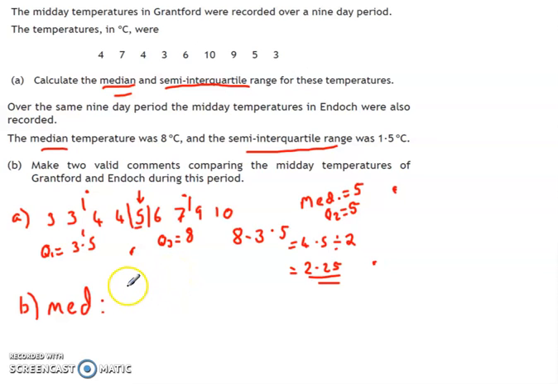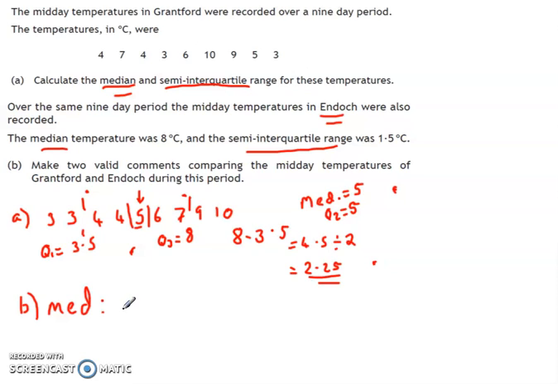So there's 2 ways we can make this comment. The first way is we can say that Endoch has an average higher temperature than Grantford does. Or we could say it the other way, and we could say that on average, Grantford has a lower temperature than Endoch. Doesn't matter which way around you do it, the key thing is you get the right way of the comparison. If we'd said Endoch has on average a lower temperature than Grantford, we'd have done that the wrong way around, so we would lose the mark for that case.